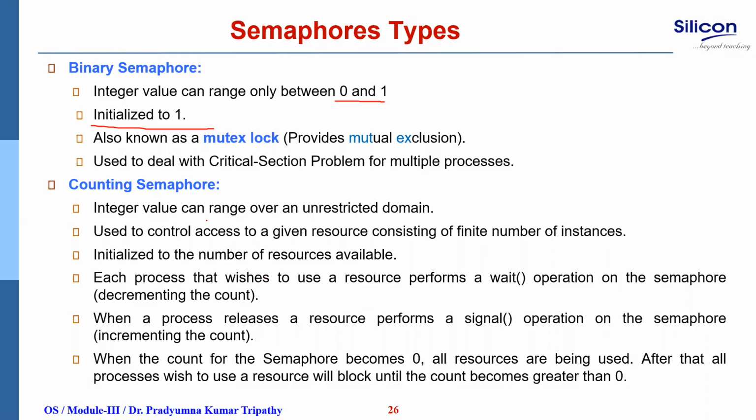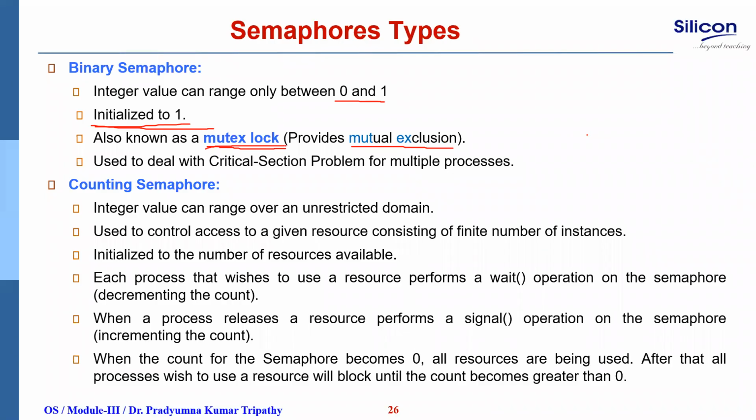And this binary semaphore is also known as the mutex lock. Mutex means mutual exclusion. This is used to deal with the critical section problem for multiple processes. I hope it is understood. At least three things you have to remember. In binary semaphore the value is 0 or 1. It is initialized to 1. And it is called the mutex lock.